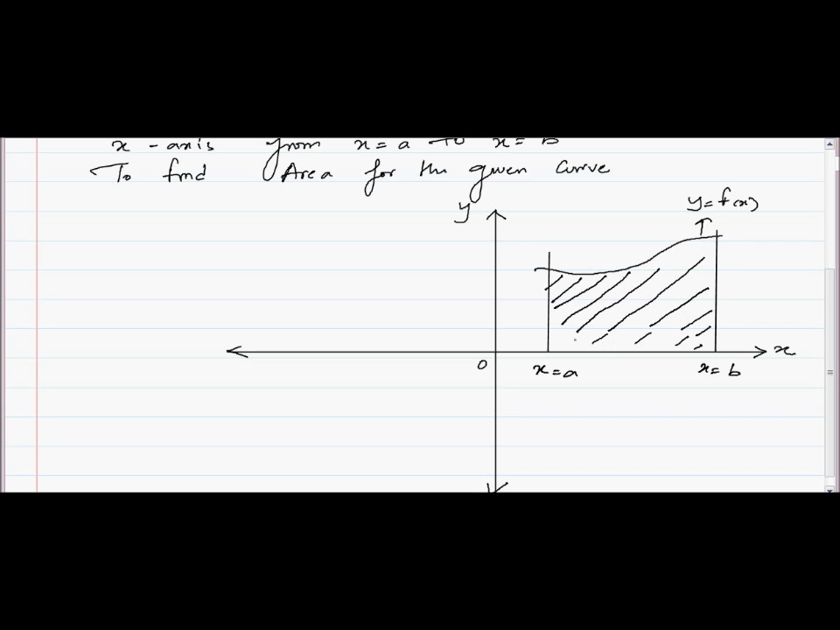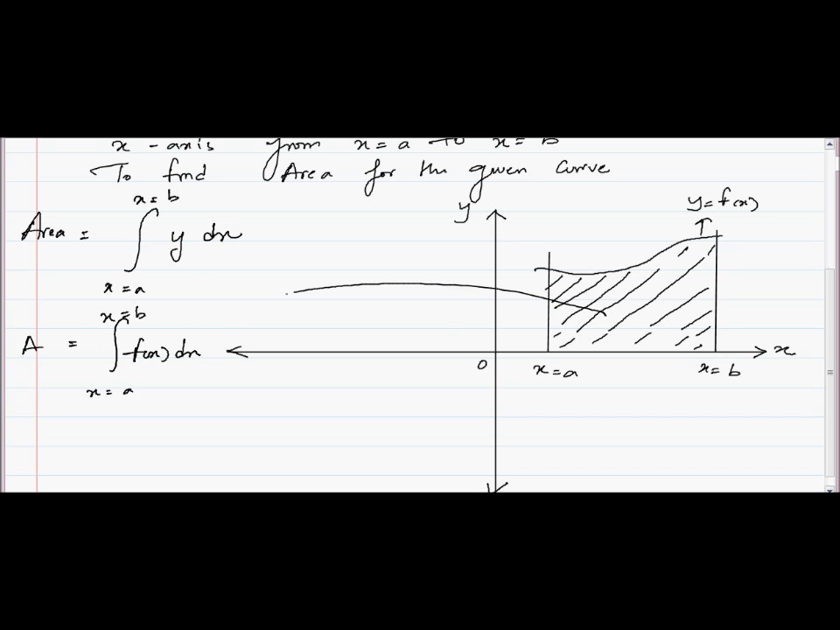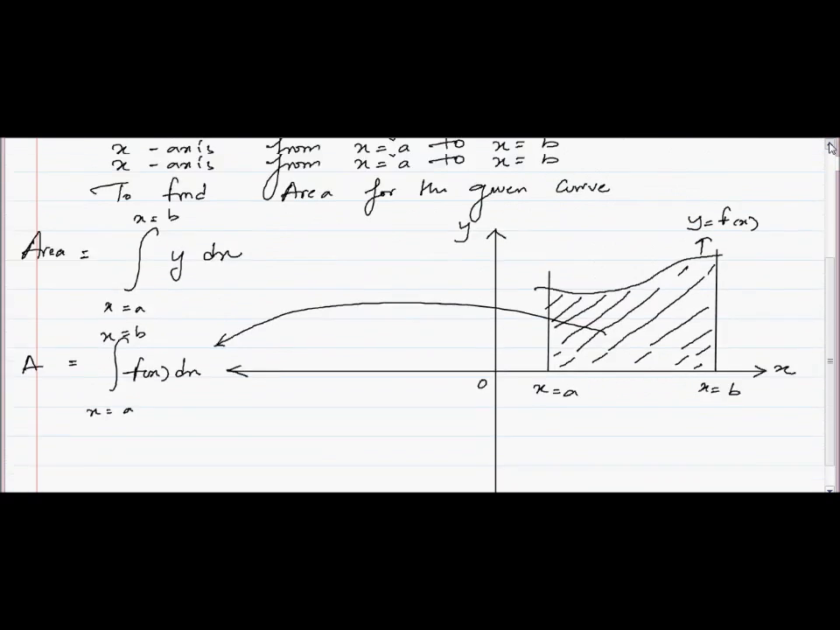So you will say, sir, what if it is not in the first quadrant? You will find out in the further types. To find out this area, it's a simple integration of the function y dx from a to b, as you can see on the board. So this area is equal to the integral from x is equal to a to x is equal to b of f(x) dx. This was my first type. Let us go to type 2.